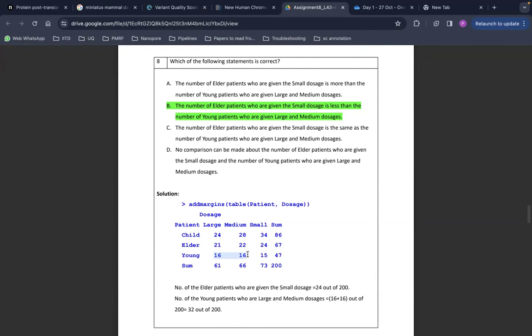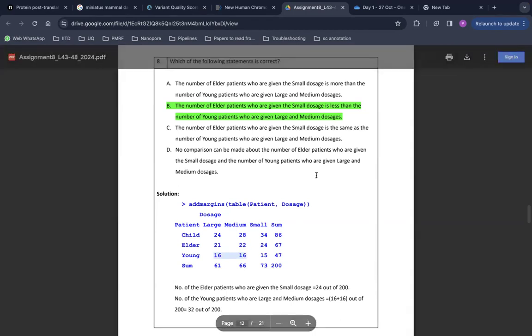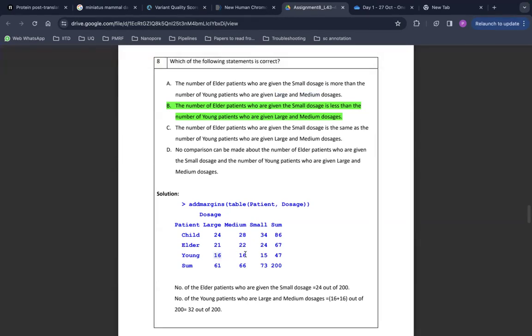Why not A, madam? Option A is also correct. No, see, 24 is greater when comparing to young large and young medium. Yeah. But you're splitting. You're keeping large and medium separate. Yes, I understand where this confusion is. I will take this up with the other instructor, that there is confusion in the question.